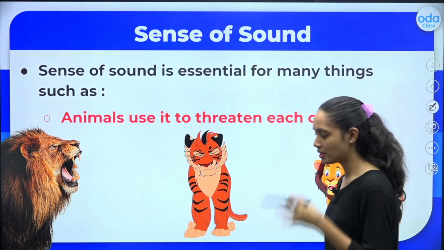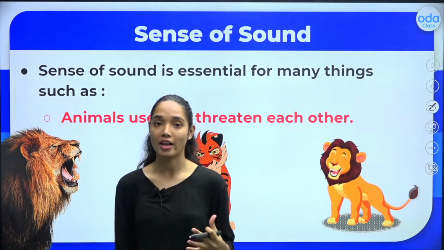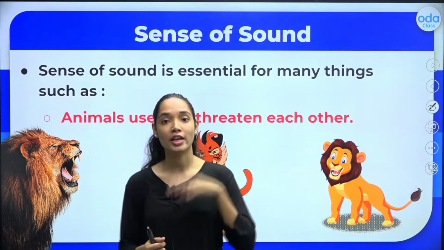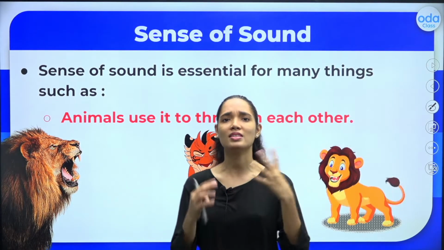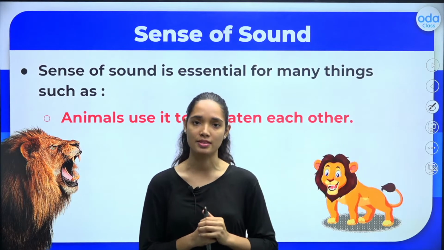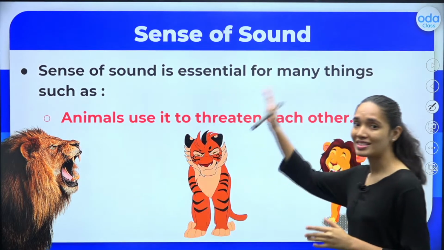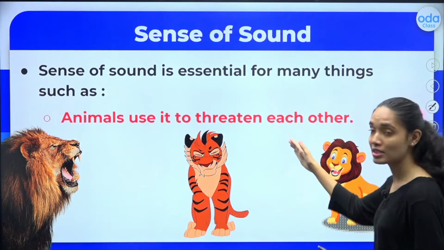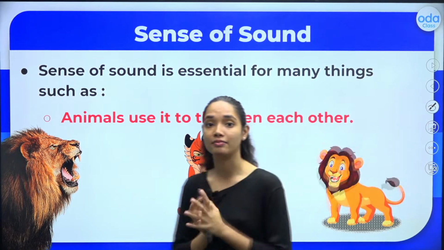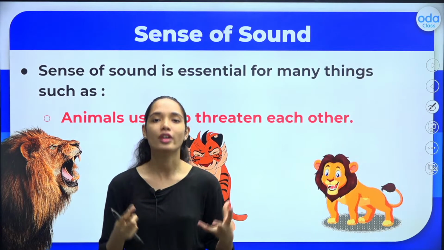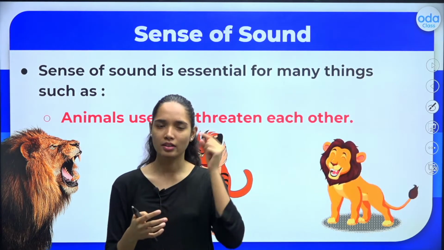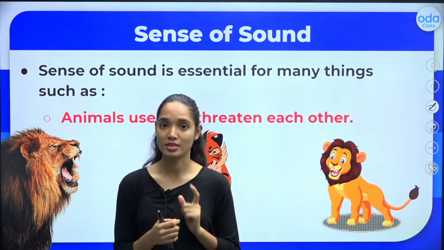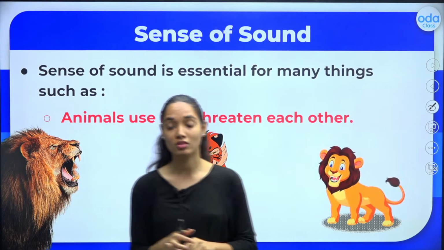So my dear students, not only in humans but in the case of animals also, the sense of sound is very important. We actually use the sense of sound to hear. But in the case of animals, they use the sense of sound for a variety of purposes. So students, the sense of sound is essential in many things. For example, animals use it to threaten each other, to scare. Yes, my dear students, the roaring. Have you at least heard about the roaring? When you visit a zoo or a national park, you must have heard it, right? So they basically use it to threaten.